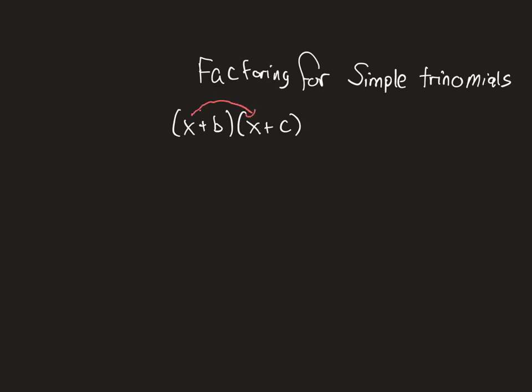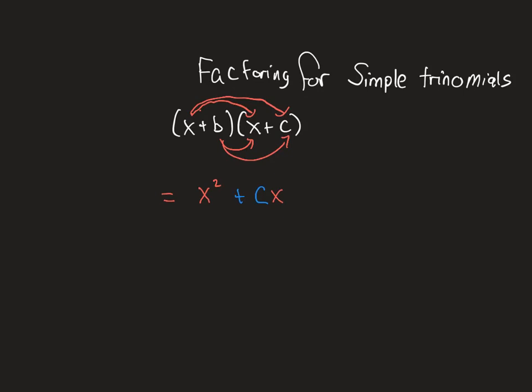So we want to catch them all. X has got to catch X, X has got to catch C, B has to catch X, and B has to also catch C. I'm going to use different colors for this as I go along. I'm going to use the color red for my X's just so we know what we're looking at. So X squared, because X times X gives you X squared. Then you have X times C. I'm going to use the color blue for my C. I'm going to use the color red for my X.